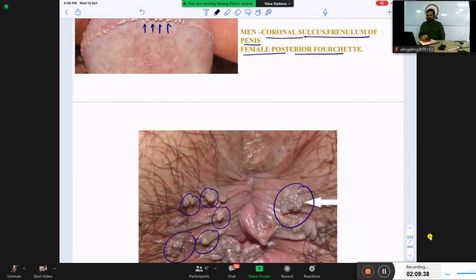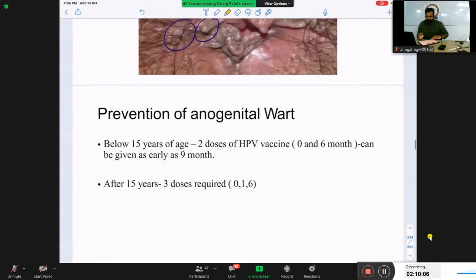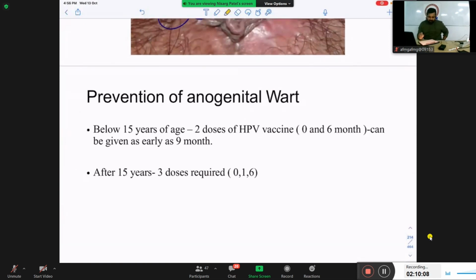Don't make the mistake of answering 16 and 18 as the causative agent. It's an external area you can see. So what you will answer? 6 and 11. Because 16 and 18 cause internal cervical warts. So they cannot give you the photo of that wart because it is in the cervical area. Patient will get to know when it develops symptoms of cervical cancer. Okay. So how to prevent this anogenital wart?